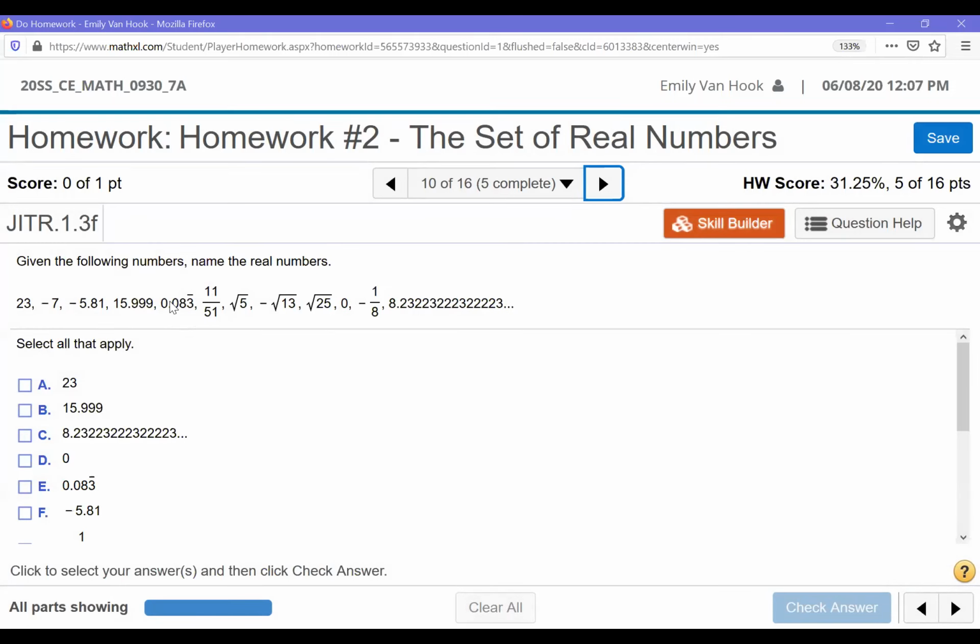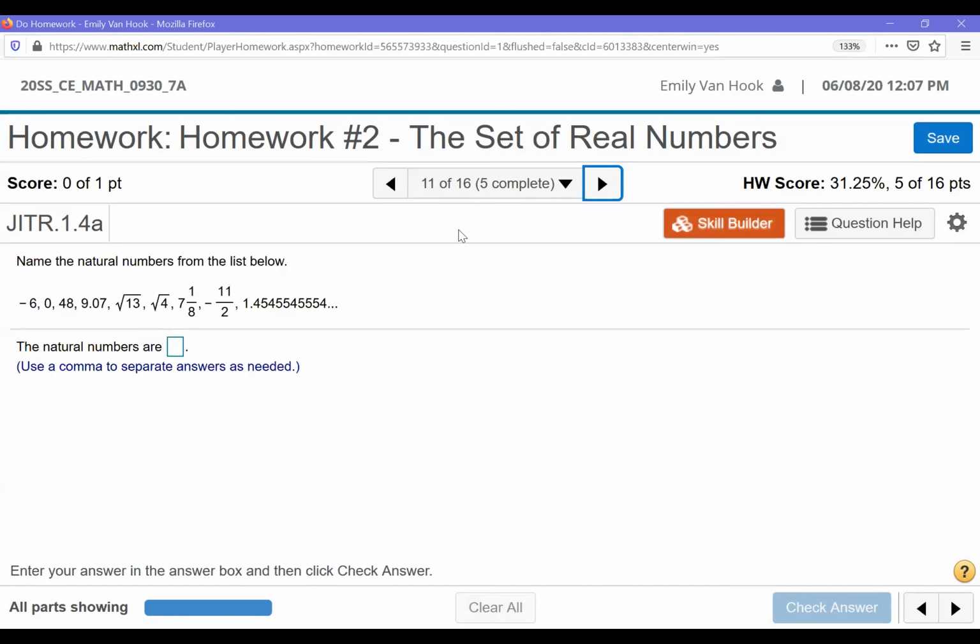Real, this one, just check all of them. All of these are real. Name the real numbers. So for number 10, you would check all the real numbers. Everything is real on these lists. Okay, number 11, it looks like now we're being asked to type the answers.